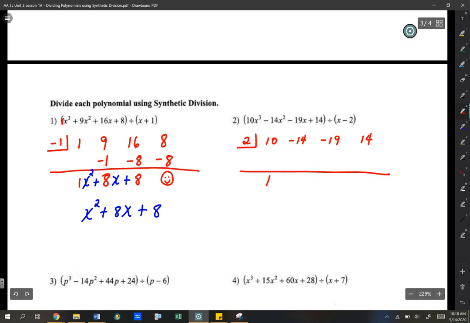I bring down the 10. 10 times 2 is 20. Add them together. 6 times 2 is 12. Add them together. 2 times negative 7 is negative 14. Add them together. We're so happy. Got another remainder of 0. Okay? So that means we started with 10x cubed, so we're reducing our x term by 1. So our final answer is going to be 10x squared plus 6x minus 7. All right?